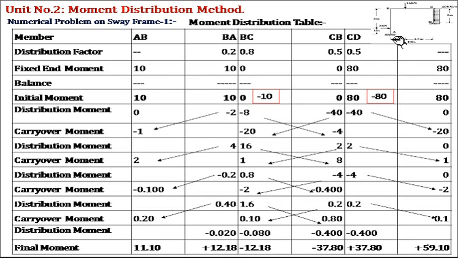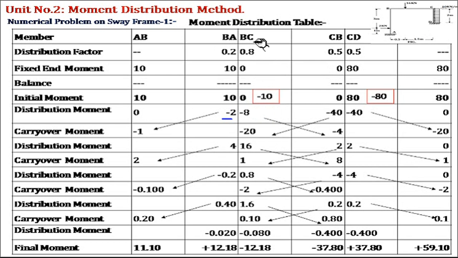As A and D are fixed, there will be no balance or correction, so the fixed end moment will be the same as the initial moment. Now at joint B we know that the summation of moments in members BA plus BC should be equal to 0. But this sum is not equal to 0, it is coming out equal to 10. So the correcting moment will be minus 10. This correcting moment of minus 10 is to be distributed in members BA and BC in the proportion of the distribution factors. So the component of the correcting moment in member BA will be minus 10 into 0.2, so it will be minus 2.